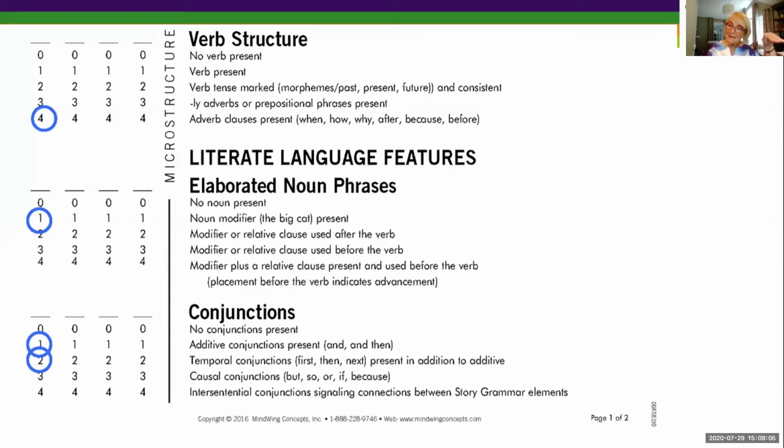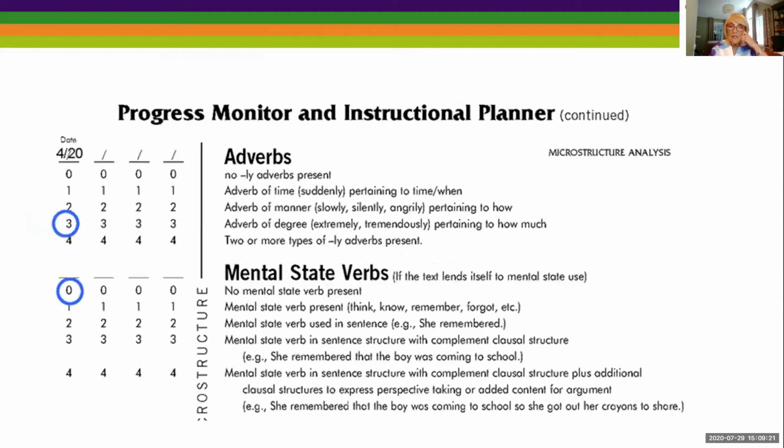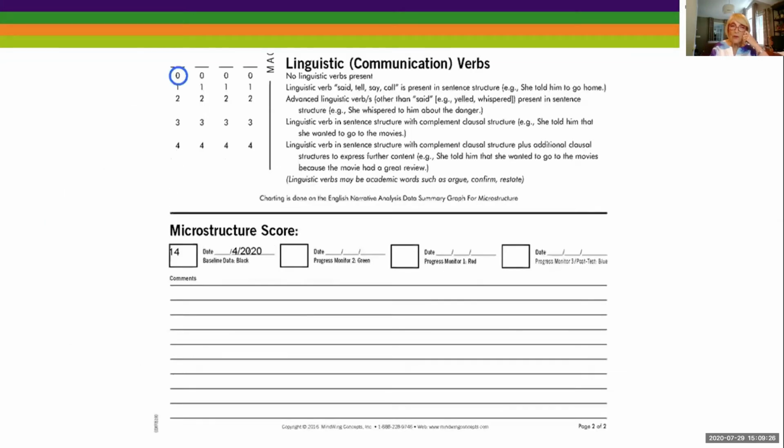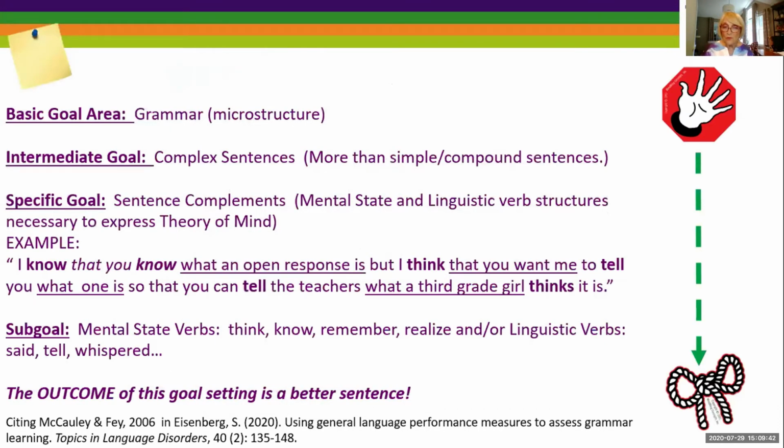So we're looking at his language now for the literate language features. He had a noun modifier, which means he had an adjective at least. He had additive and temporal conjunctions, so he used "and" and he used "then." His adverbs, he had an ly adverb, and he didn't have any mental state verbs or linguistic communication verbs. He had a score of 14. So when we look at him again, we would want to see how his macro and micro scores improved.